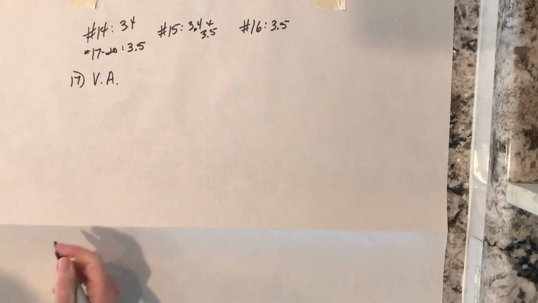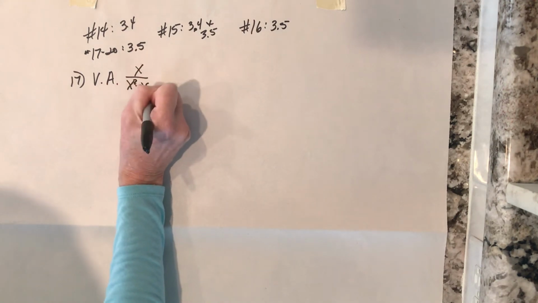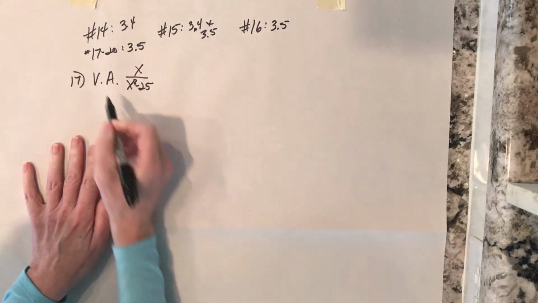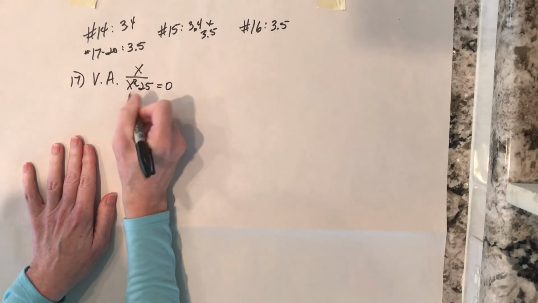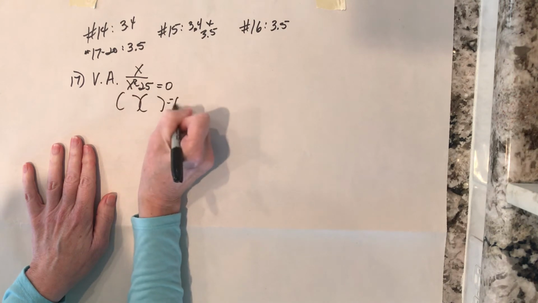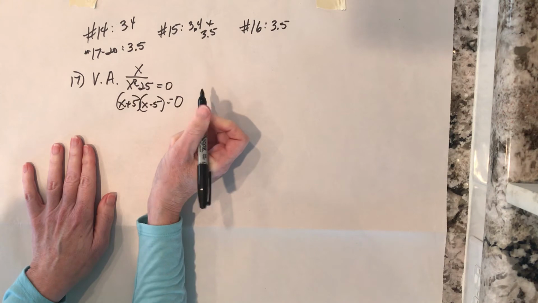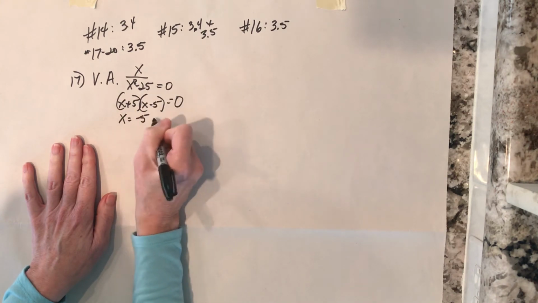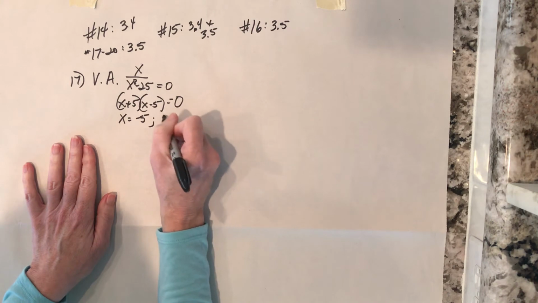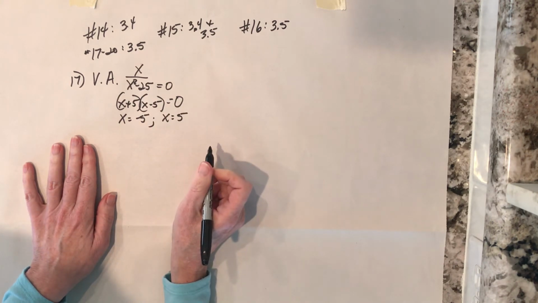So on number 17, we've got x over x squared minus 25. To find the vertical asymptotes, set the denominator equal to 0 and factor. This will factor into x plus 5, x minus 5. So remember, these are liars. So we'll have one vertical asymptote at x equals negative 5. We'll have one vertical asymptote at x equals positive 5.